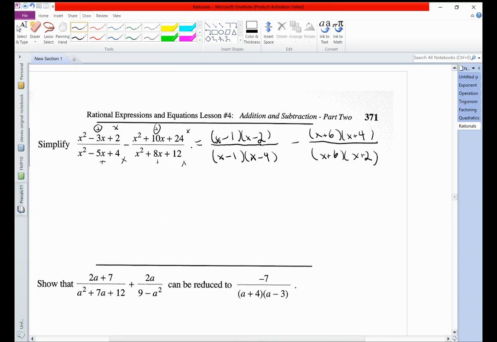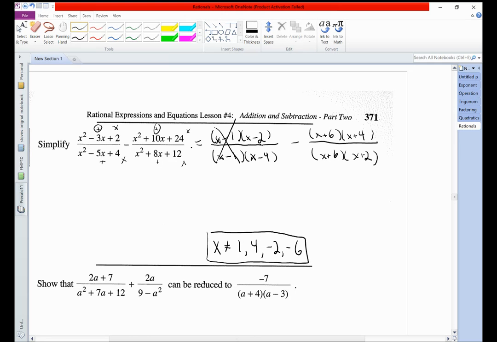Fantastic. Most of you probably realize by now that in the first term, we can cancel out a factor, and in the second term, we can also cancel out a factor. Before we cancel out any factors, what do we need to do? That's right, we need to define our non-permissible values. So x cannot equal 1 or 4 or -2 or -6. It has to have all 4 of those because all 4 of them are in the denominator at the beginning.